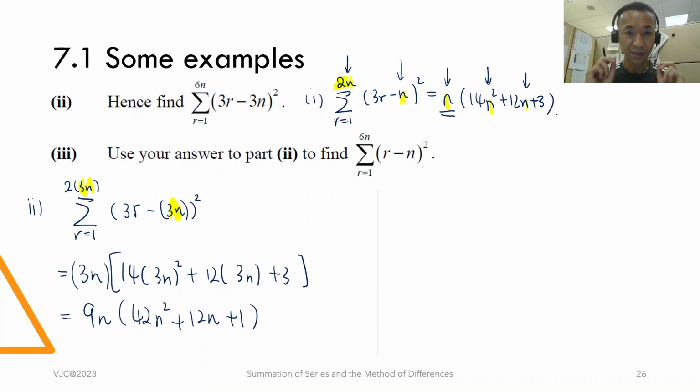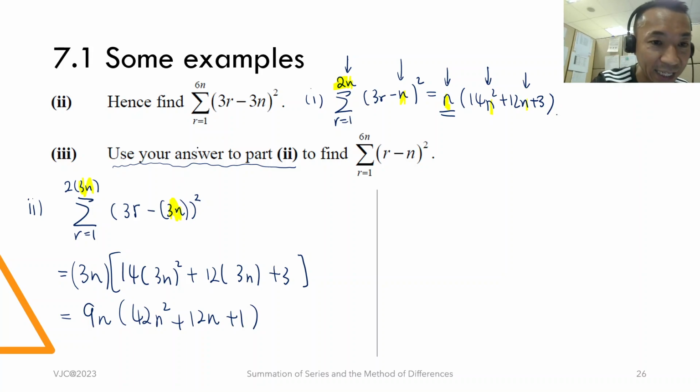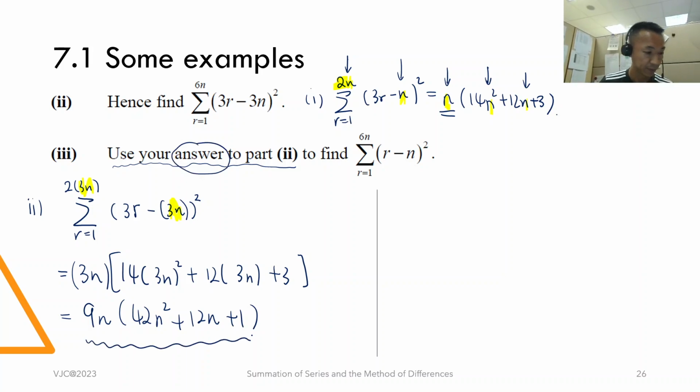Let's take a look at part 3 now. Use your answer in part 2 to find this. Now, I want to emphasize whenever they ask you to use your answer in part 2 or use your answer from anywhere, you really must use the answer. You don't use the method. I repeat, you must use the answer. That means you must somehow make use of this guy.